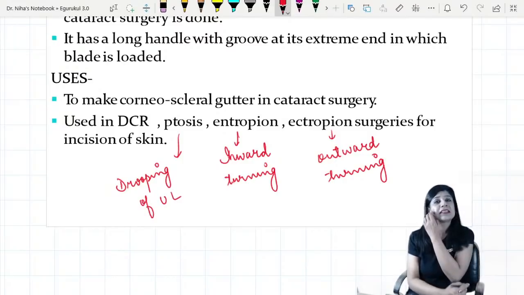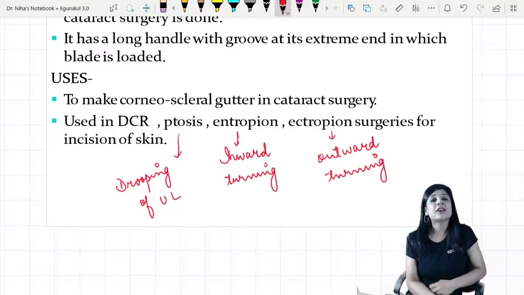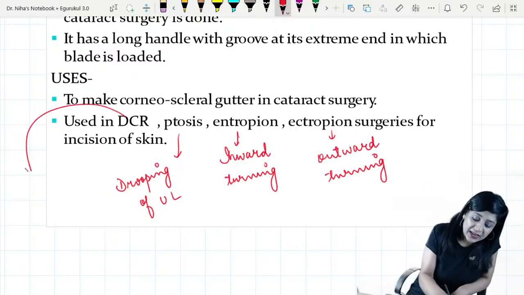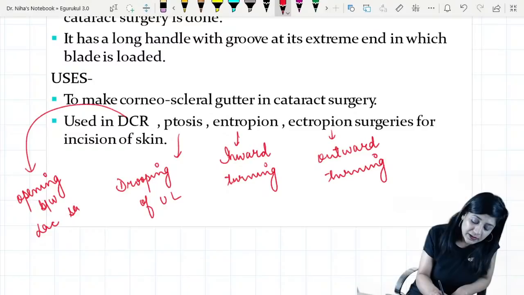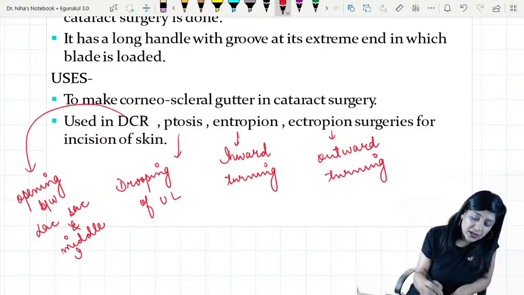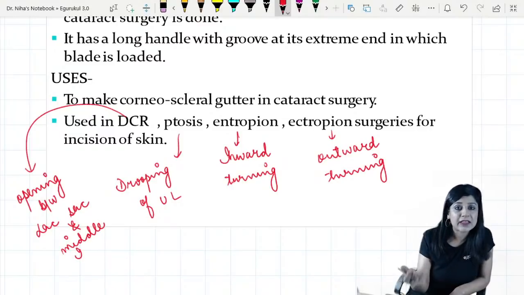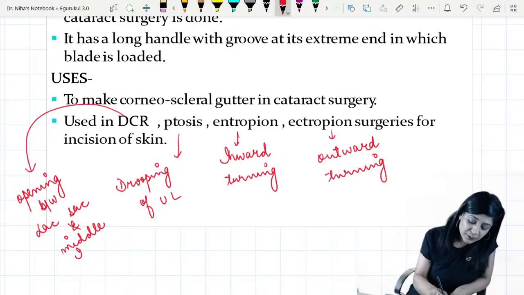Or we are doing the DCR surgeries. What we are doing in DCR surgeries, we are actually creating the opening between the lacrimal sac and the middle meatus. This is again important. Normally the NLD is opening in the inferior meatus, but here this will be opening in the middle meatus.